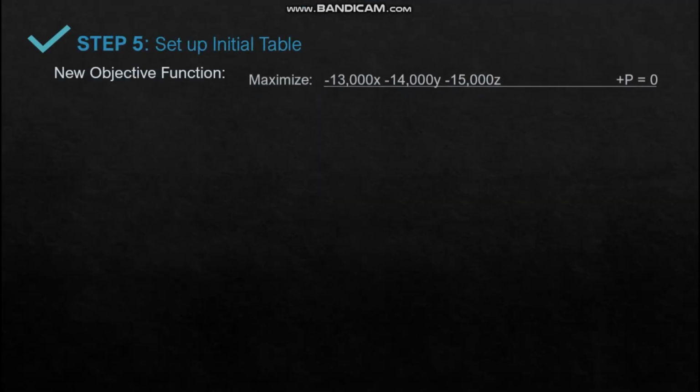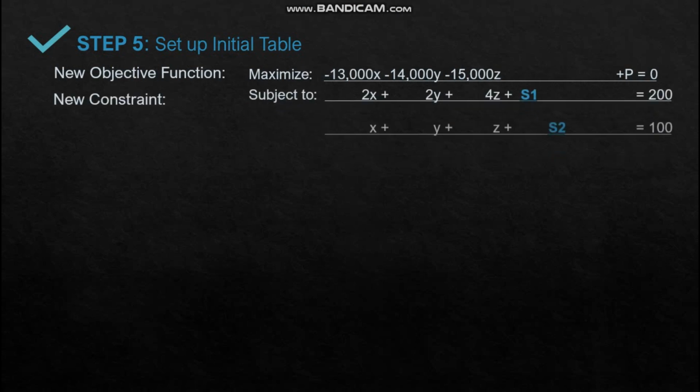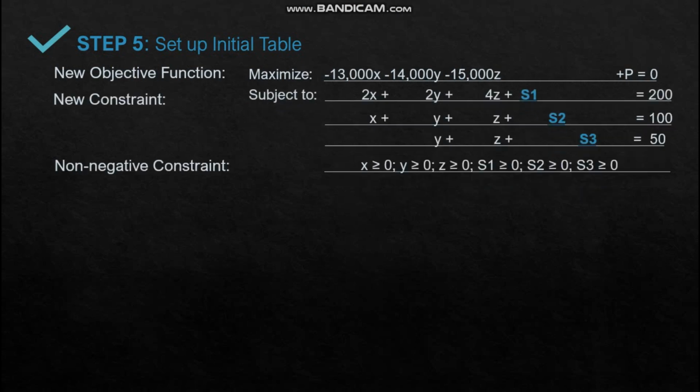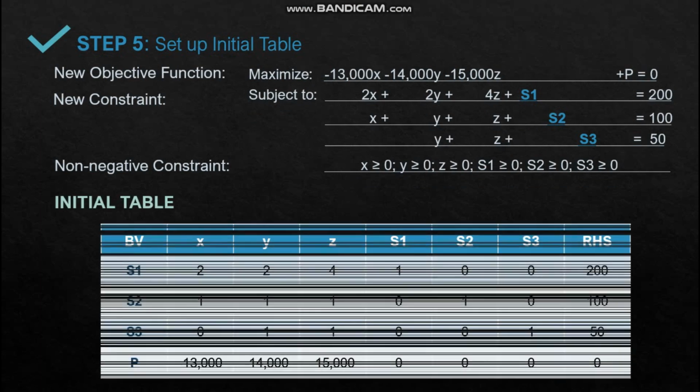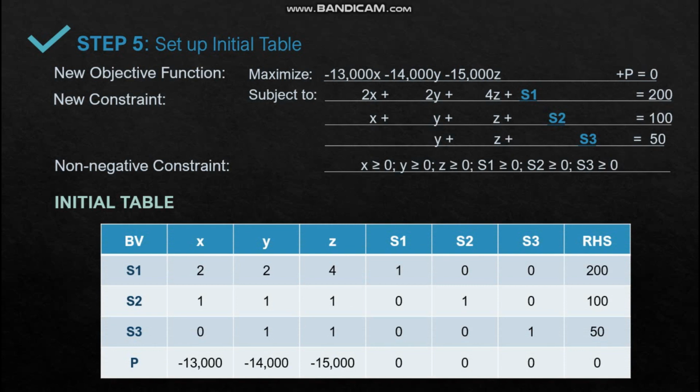Step 5. Set up the initial table. Our new objective function is negative 13,000x minus 14,000y minus 15,000z, and our new constraints are 2x plus 2y plus 4z plus s1 is equal to 200, x plus y plus z plus s2 is equal to 100, y plus z plus s3 is equal to 50, and our non-negative constraints.